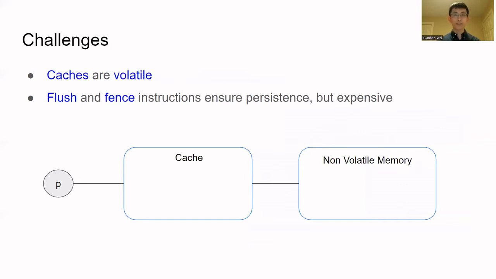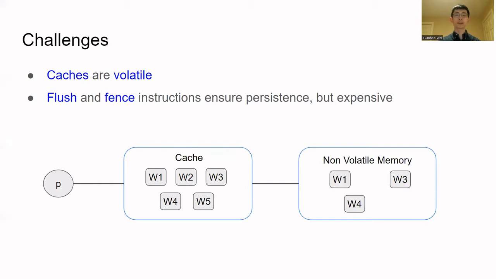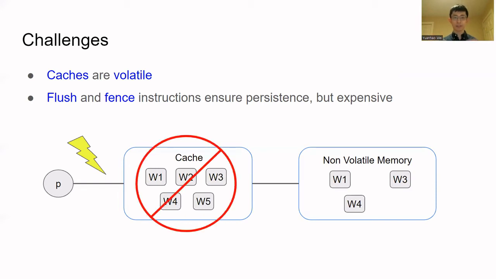The issue is that caches are still expected to remain volatile, which can cause the persistent memory to be in an inconsistent state after a crash. This can happen for several reasons. For example, suppose a process P makes a sequence of writes W1 to W5 to cache. Because of automatic cache line evictions, an arbitrary subset of these writes can appear on non-volatile memory. And this means that after a crash, we lose our arbitrary subset of writes, which could put the data structure in an inconsistent state.